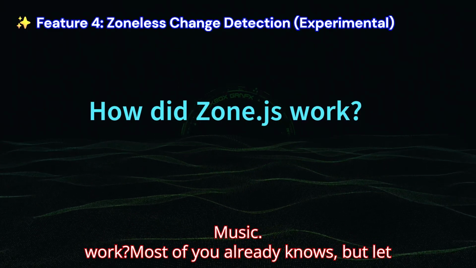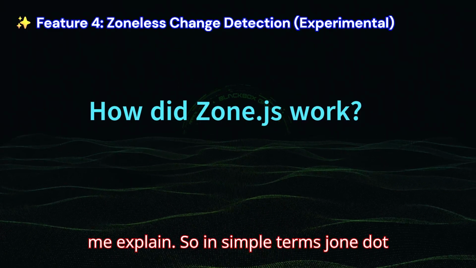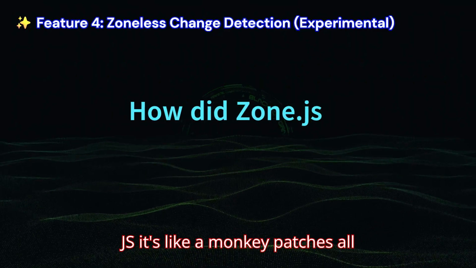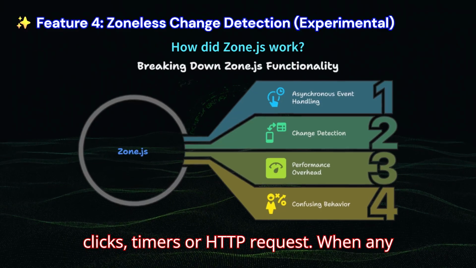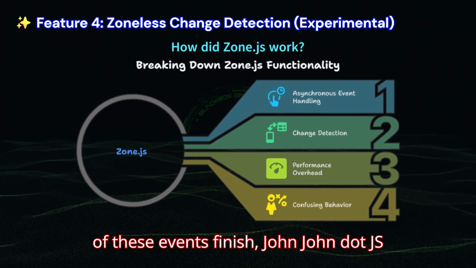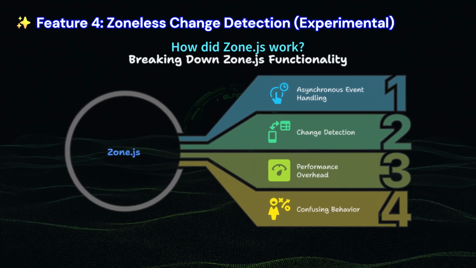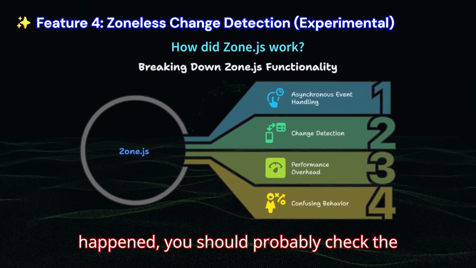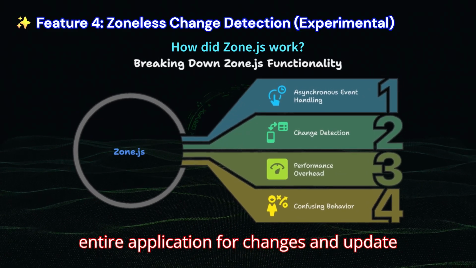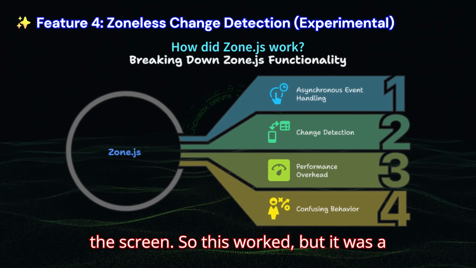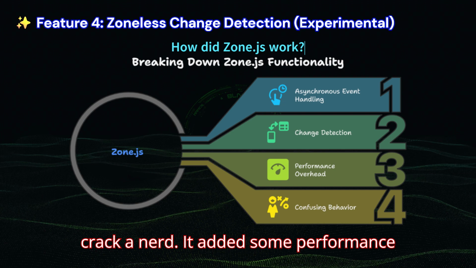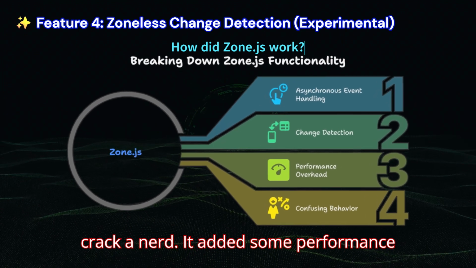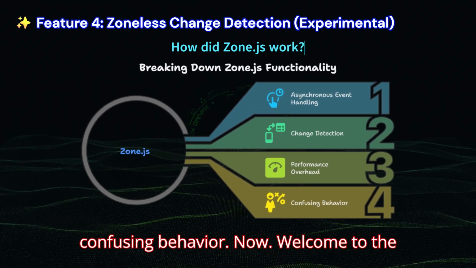Most of you already know, but let me explain. In simple terms, zone.js monkey patches all common asynchronous browser events like clicks, timers, or HTTP requests. When any of these events finish, zone.js would tell Angular, hey, something happened. You should probably check the entire application for changes and update the screen. So this worked, but it was a bit like using a sledgehammer to crack a nut. It added some performance overhead and could sometimes lead to confusing behavior.